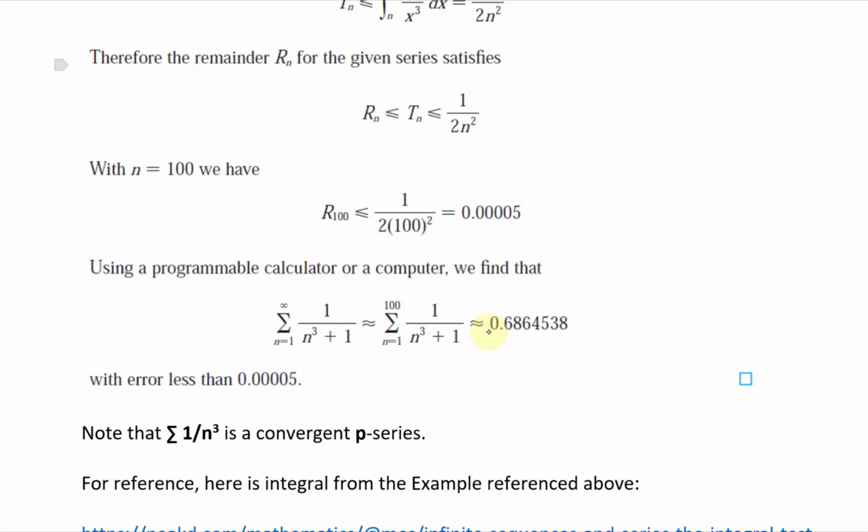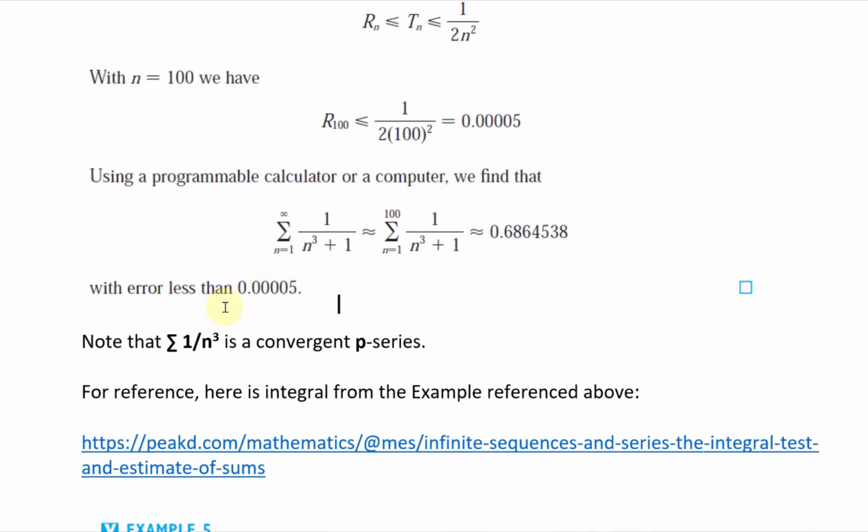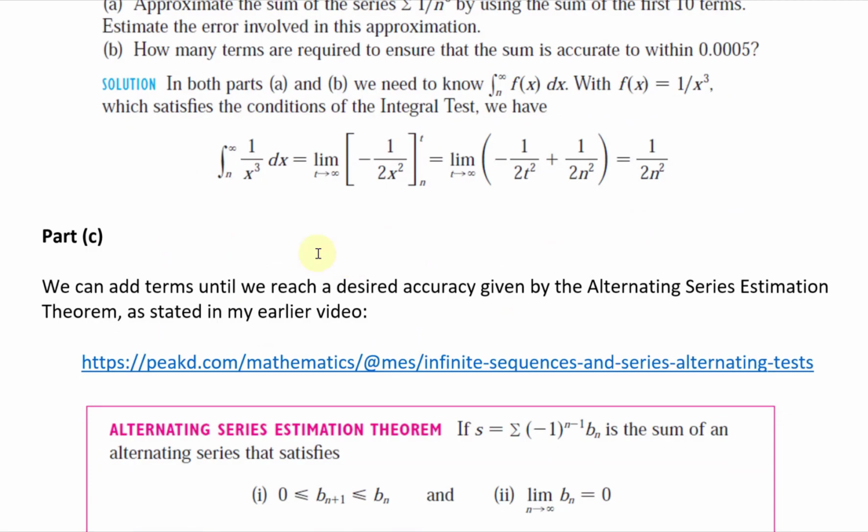So this is approximately 0.6864538, with error less than 0.00005. So that's an estimate. That was the example we went over.